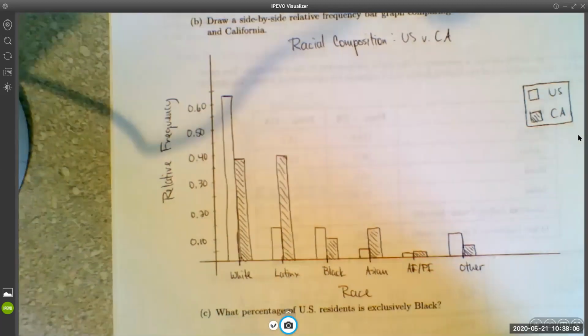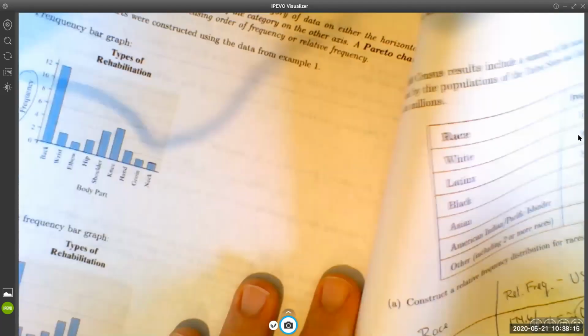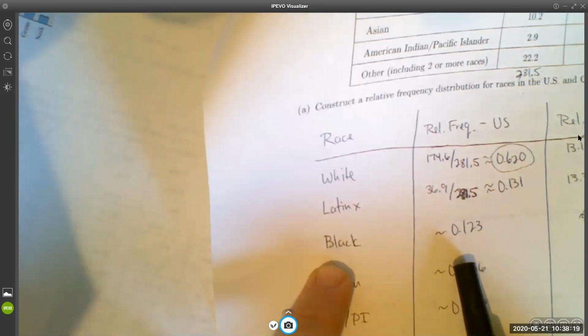Anyway, let's see if we can answer some questions now. Part C says, what percentage of US residents is exclusively Black? So what percentage of US residents is exclusively Black? That would be 12.3%, right? Approximately 12.3%.